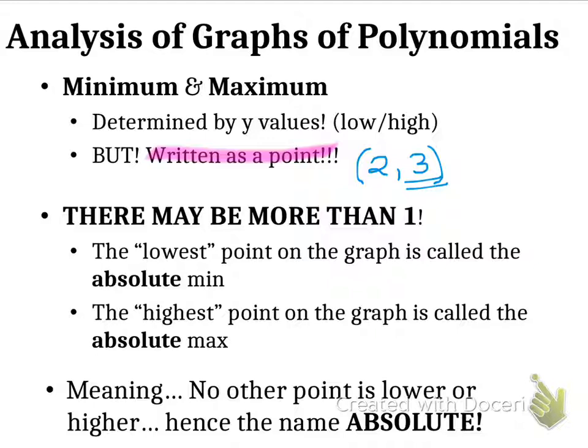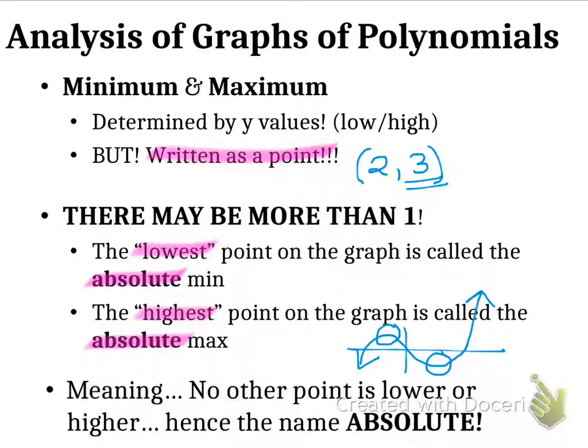Okay, so there may be more than one. We can have a polynomial that's going to look like this, and all of a sudden we have a maximum and a minimum. So there can be more than one. However, if it's the lowest point on the graph, we call it an absolute min. It is absolutely the lowest point. If it's the highest point, we call it an absolute max, meaning there's no other point that is lower or higher, hence the name absolute.